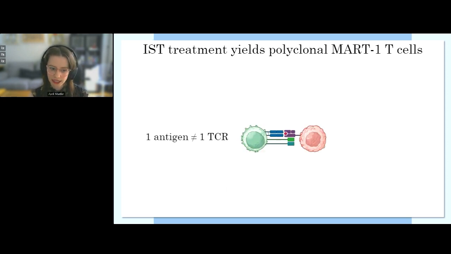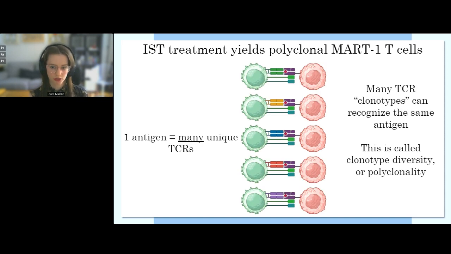Now, before I get into the next data set, I just want to highlight that antigen recognition is not a one-to-one occurrence. One antigen can not only be recognized by one TCR. In fact, one antigen can be recognized by many unique TCRs. This is a concept called polyclonality, which I'm sure you're all familiar with. So we wanted to assess if there's a difference in polyclonality between cells stimulated with dendritic cells versus cells stimulated with the IST construct.